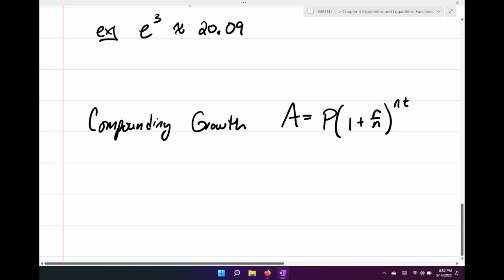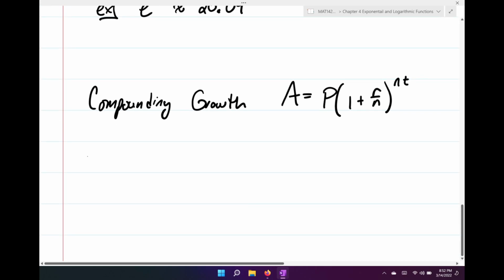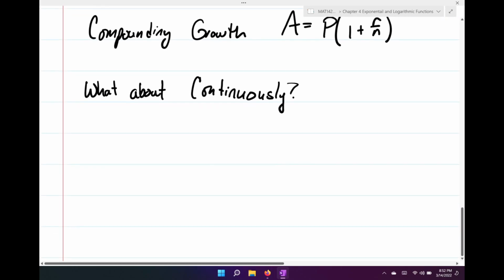And we learned that if it's compounded annually, then n equals 1. If it's quarterly, it's 4. If it's weekly, it's 52. If it's daily, it's 365. But the question becomes, what about continuously? And that's where this e thing kicks in.